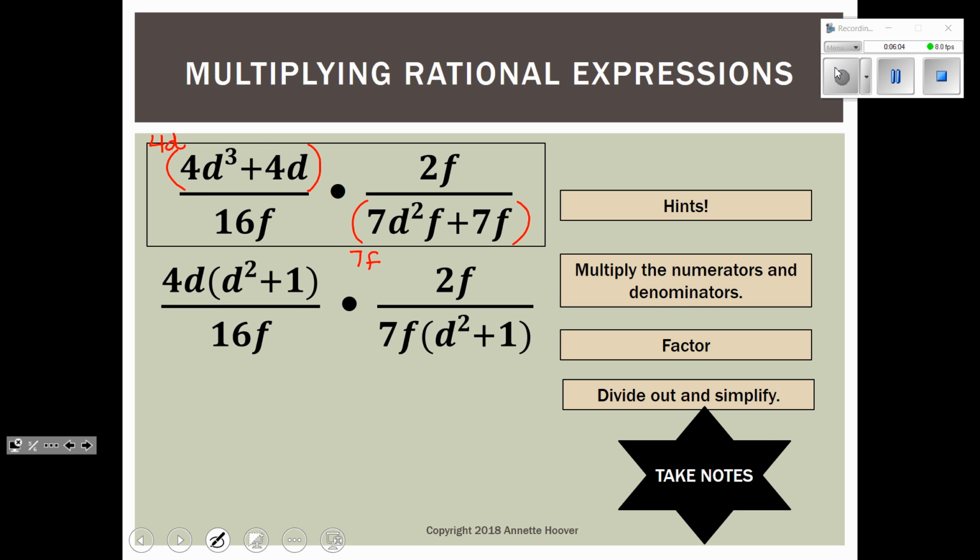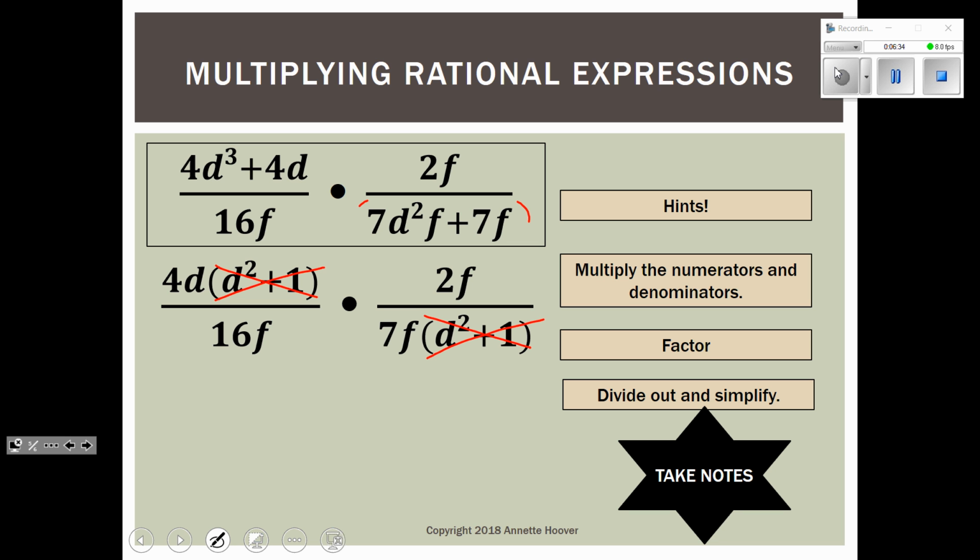And when we do, here I'll show you what we did. We factored out the 4D. When we divided both terms by 4D, what we had left was d squared plus 1. When we factored out the 7f over here, when we divide both terms by 7f, what we have left is d squared plus 1. So this shows those two being factored. Now we can start looking for things that cancel each other out. We have identical binomials, so they're gone. Goodbye.